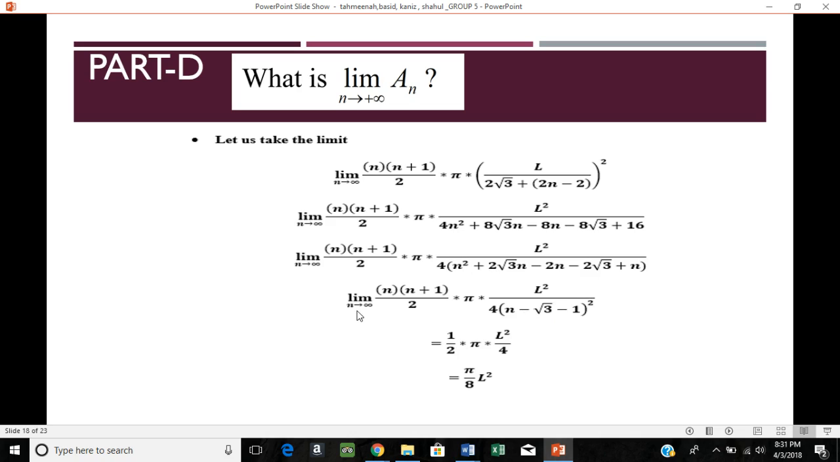And now let's take the limit as n goes to infinity. When we take the limit as n goes to infinity, we don't care about the n's because it goes to infinity. So we care about the numbers which are left over here. The numbers left over are 1/2 pi l squared over 4, and pi over 8 l squared is the simplified version of that. Now I'm going to pass it to Kaniz.